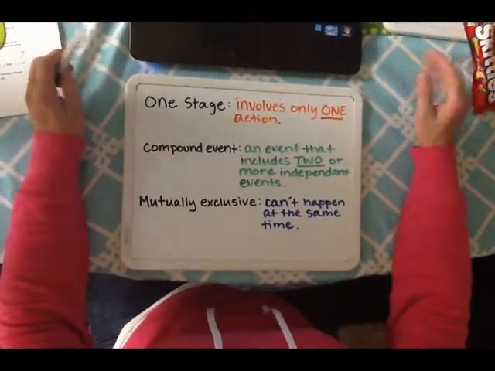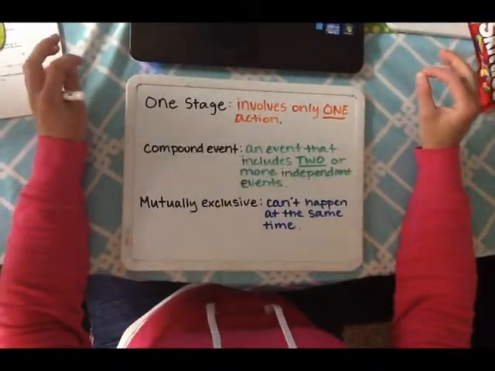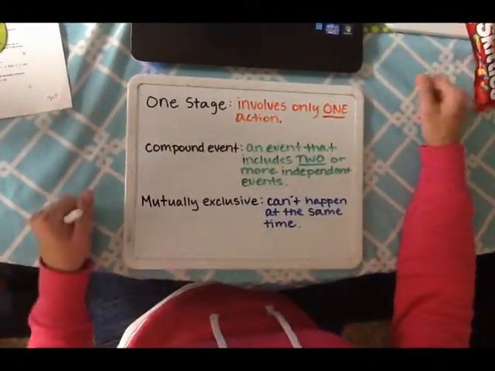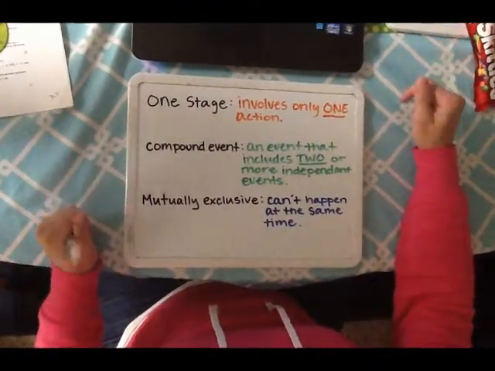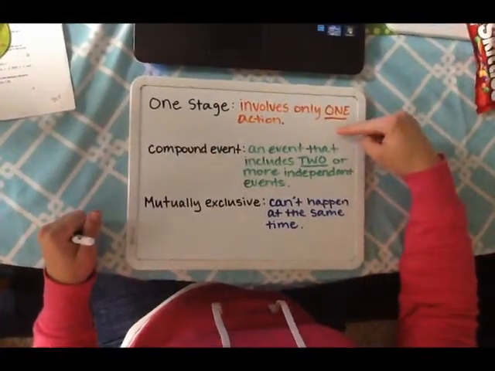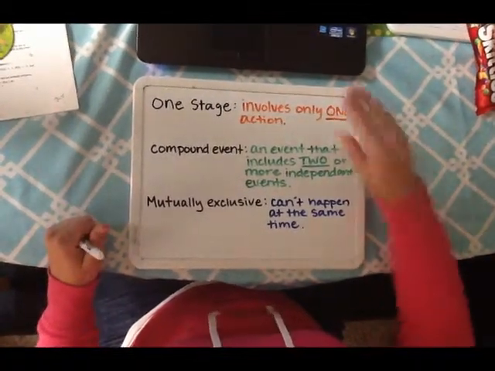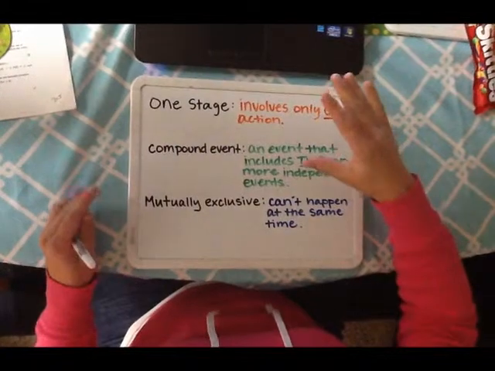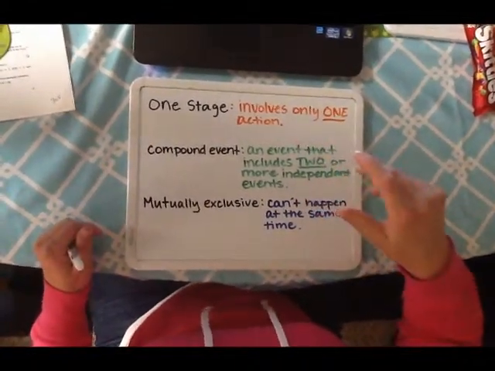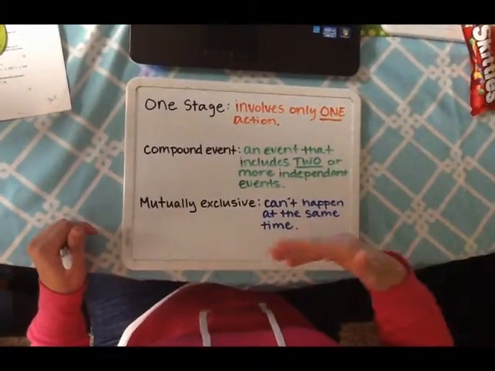Today we're going to be learning about probability, but more specifically, probability that deals with one stage compound events that are mutually exclusive. Now let's break this down a little bit. One stage involves only one action. So for example, you draw one card. Everything is one. So you draw two candies out of the bag, or you spin once.